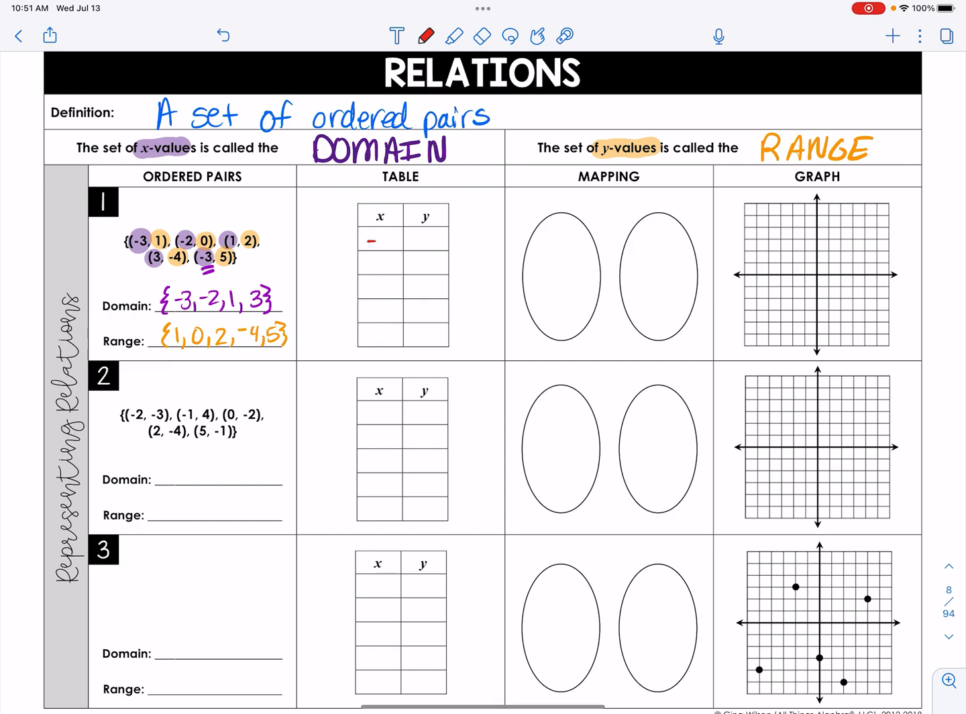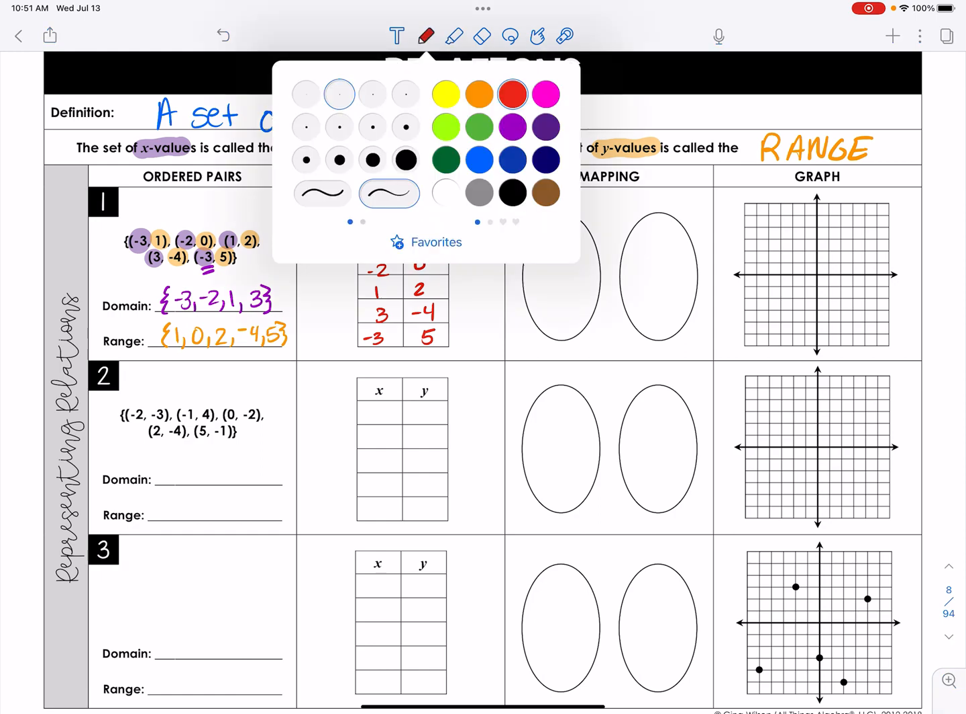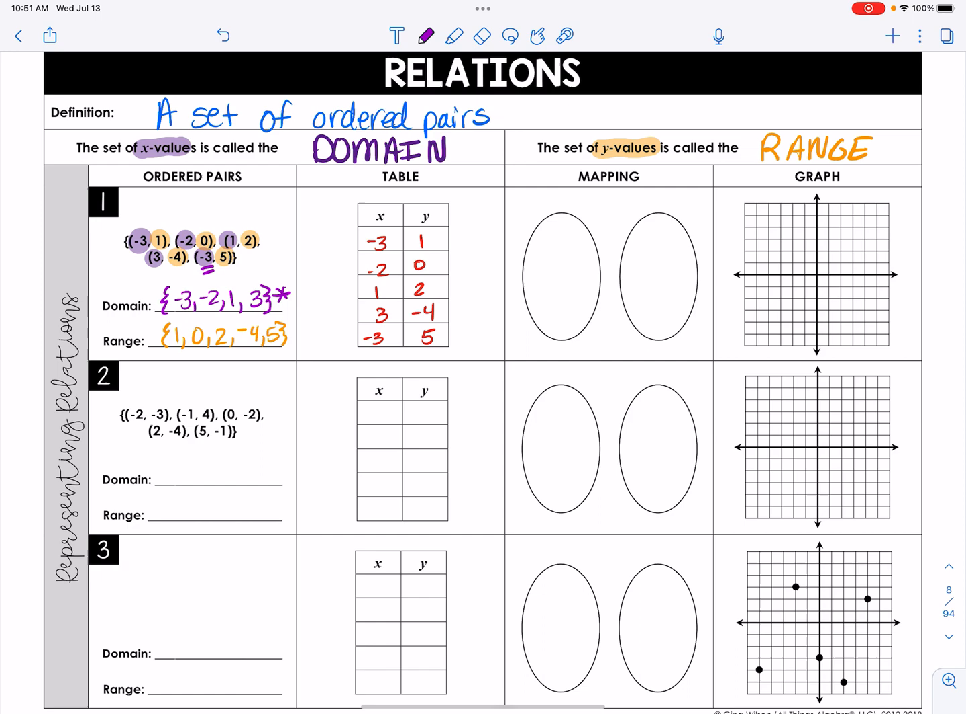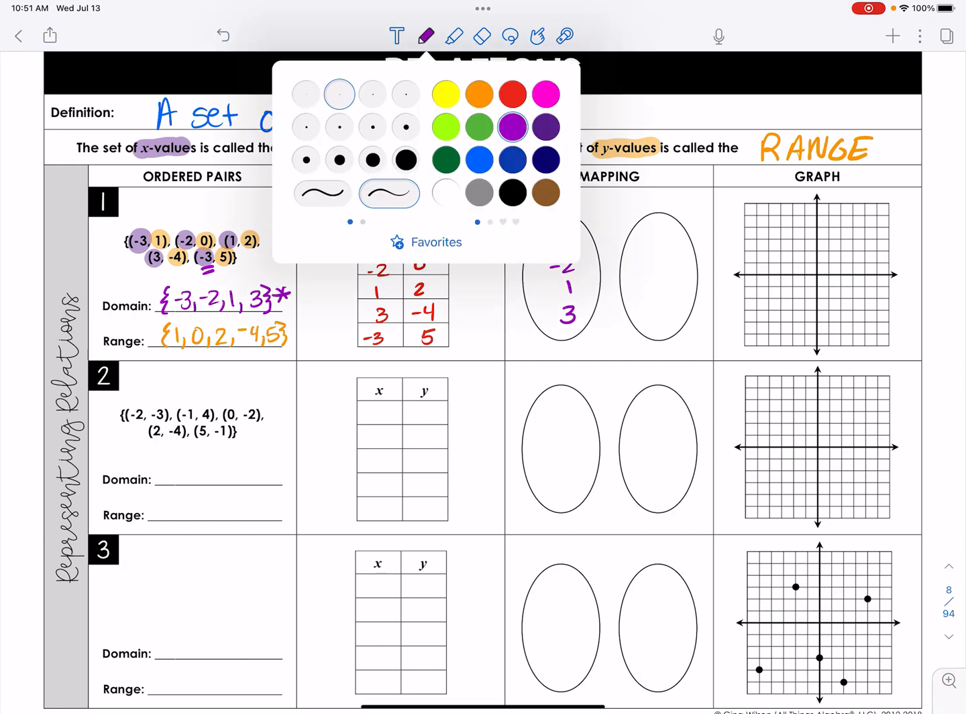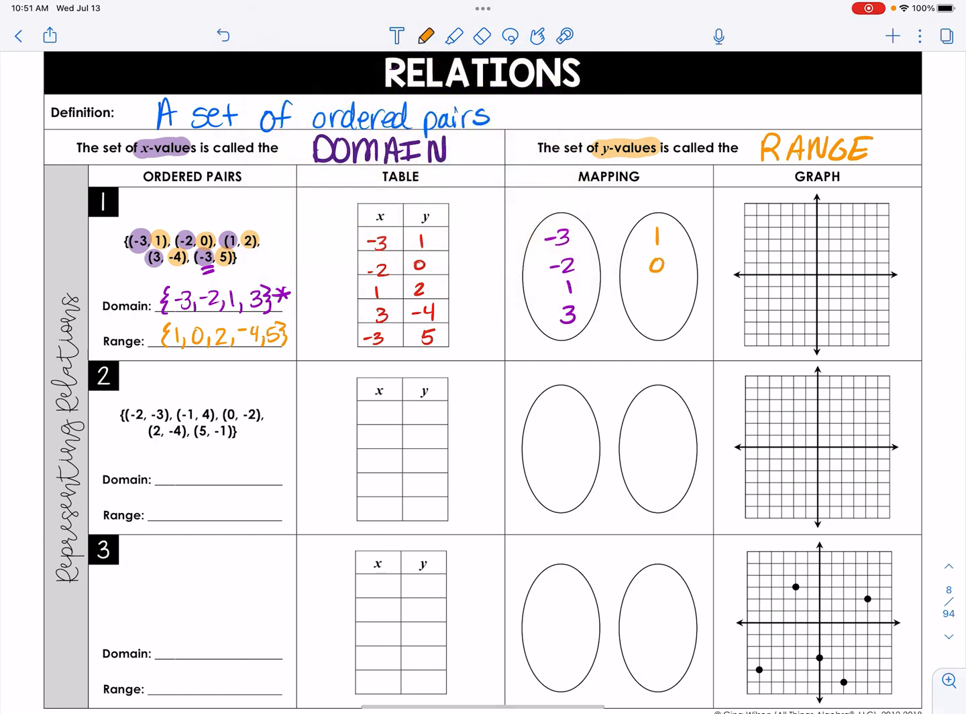Then they want you to put it into a table. So you have -3, 1, -2, 0, 1, 2, 3, -4, -3, 5. Okay, so the tables should be easy. And then they want you to map it. So what you're going to do is take all of the ones in your domain and put them as your x's: -3, -2, 1, and 3. And then you're going to put all of your values of your range as your y's.